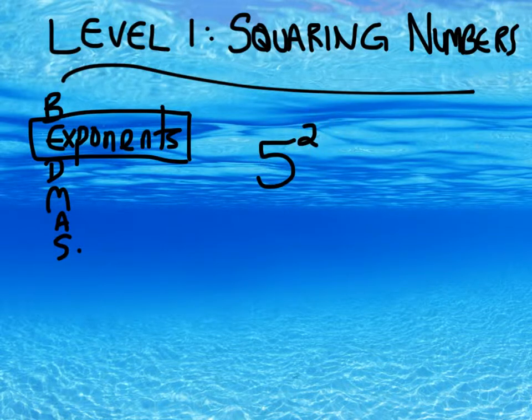And a number squared is specifically when the exponent has a value of 2. So the question is, what does it mean to square a number? To get a better idea, we're going to draw some squares.